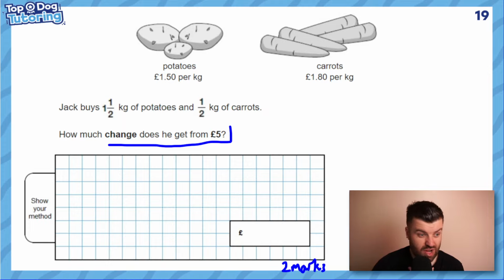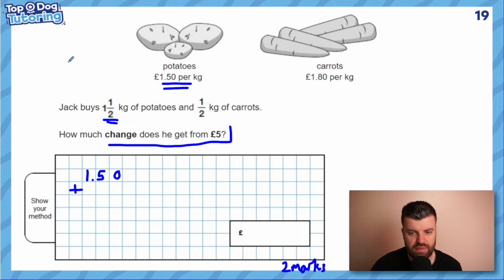So this one, although it's 2 marks, we're going to have to do more than 2 things. So firstly, let's work out how much the potatoes cost. 1.5 kilograms. Well, per kilogram, it's £1.50. So we know it's going to be £1.50 plus another half a kilogram. But what's half of £1.50? Well, we can do £1.50 divided by 2 using the bus stop method. 2's into 15 goes 7 times with 1 left over. 2's into 10 go 5. This is 0.75 pounds. In other words, 75 pence. So we spent in total £2.25 on potatoes.